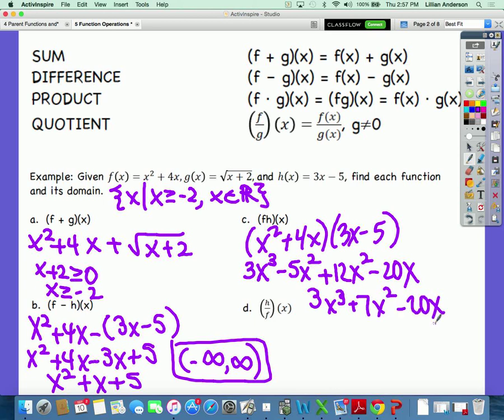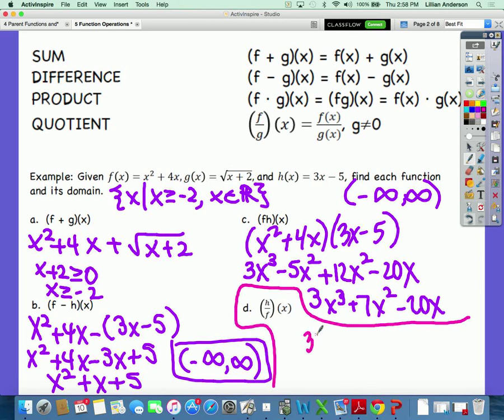This is a cubic, and the domain for a cubic is negative infinity to infinity. And we're done with that one. Technically, all but your square root functions and your reciprocal functions have all real numbers for the domain. So only those two have a domain that's not all real numbers.